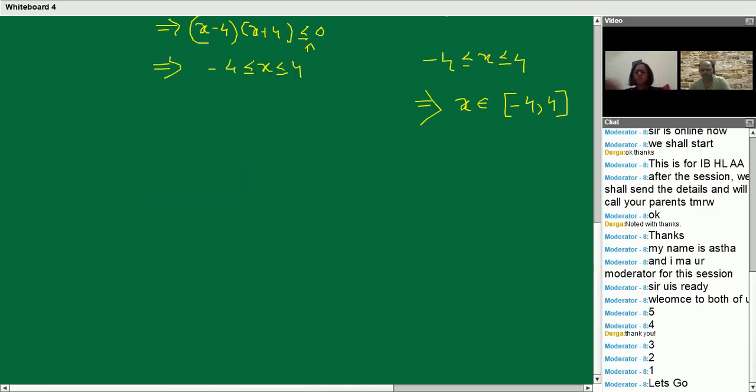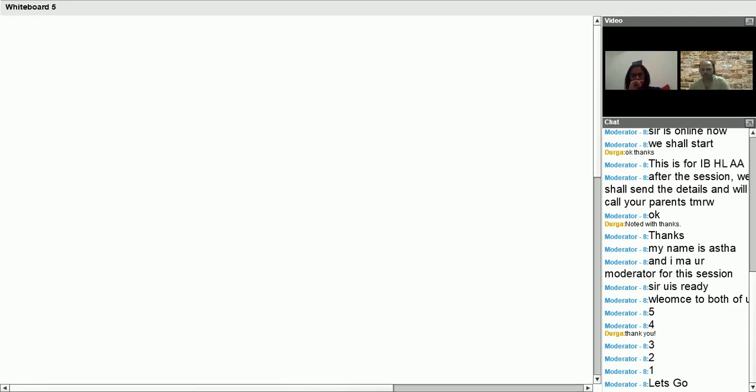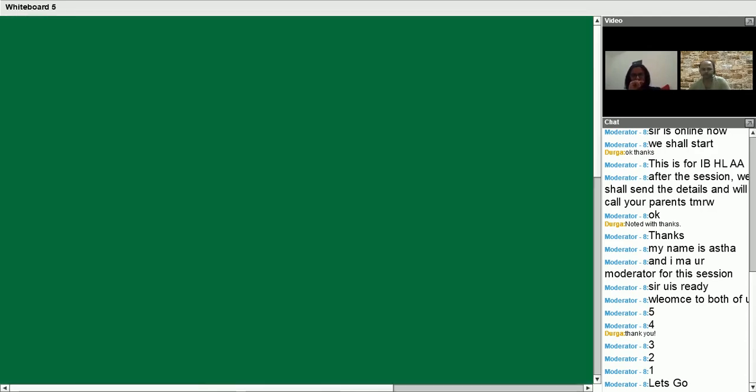So after that, we need to discuss one more thing. f of x is, let's say, 2x plus 7. Find f inverse of x. How can we find the inverse of this?